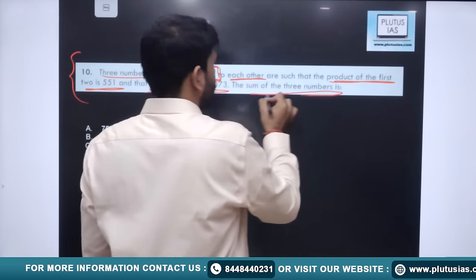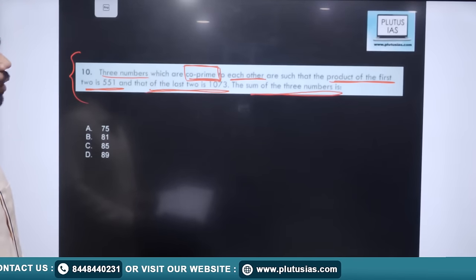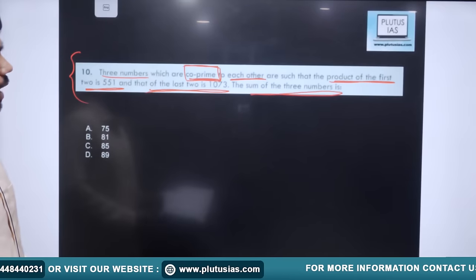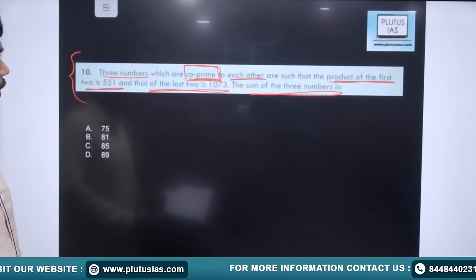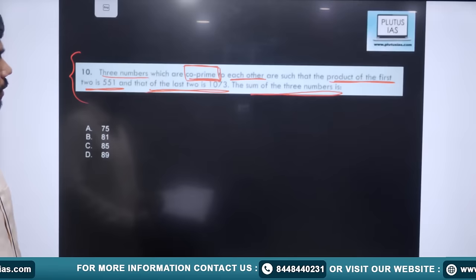The sum of the three numbers is? We have three numbers and we know that all of them are co-prime, such that the product of the first two numbers is 551 and of the last two numbers is 1073. We have to find the sum of the three numbers.